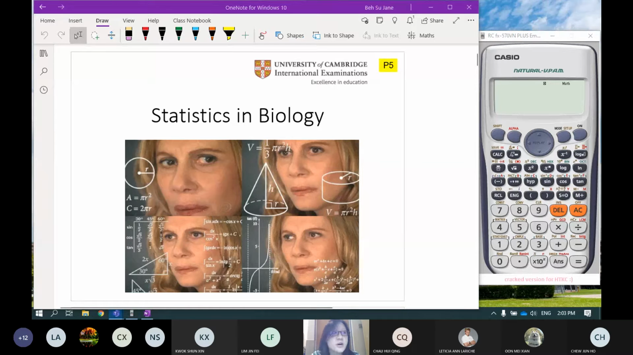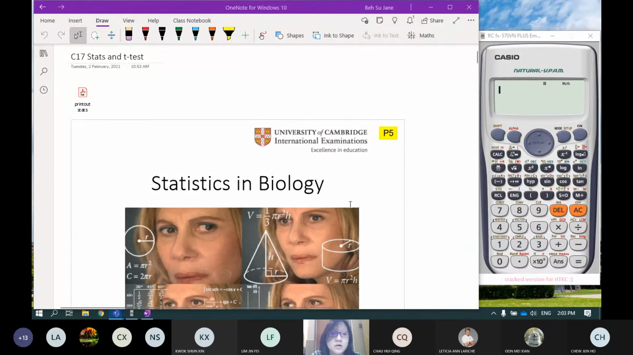Okay, so here we are. We are going to be starting statistics in bio today. This is chapter 17, and this comes actually right after you learn variation: discontinuous and continuous variation, bar chart, bell curve. Now, whatever you learn here is going to be a little bit relevant to that, but actually it can be learned separately as well. You'll see why later on. Don't worry about it yet.